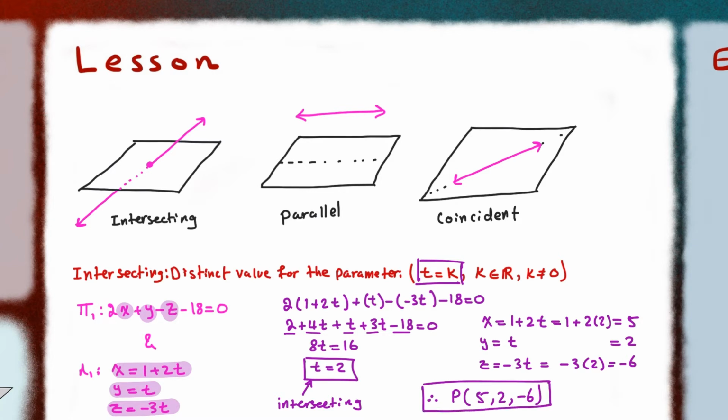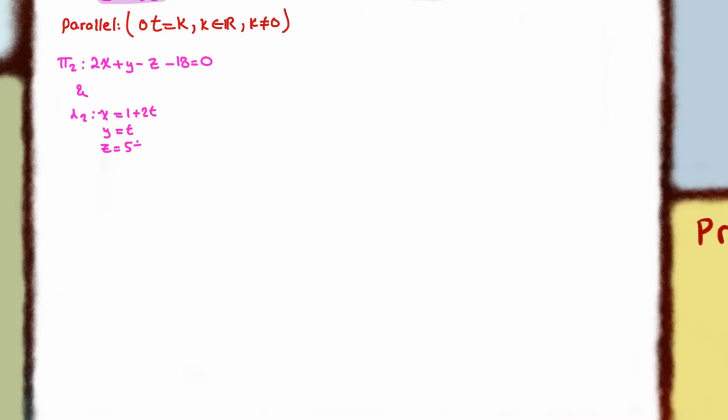giving us the coordinates of the point of intersection as 5, 2, and negative 6. When the line and plane are parallel, when we solve for the t value, we will get 0t is equal to k, where k is a real value. So let's look at an example for this. We've got our plane pi 2 and line 2 equations here.